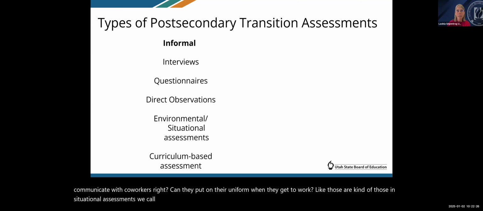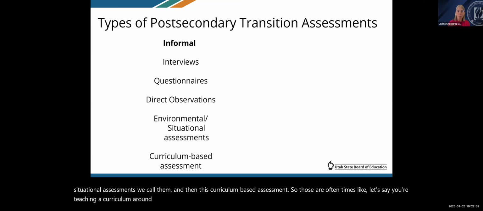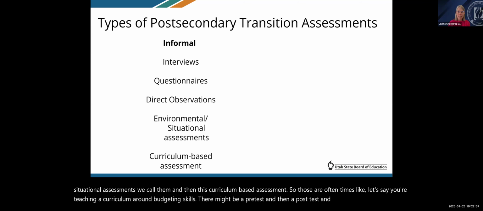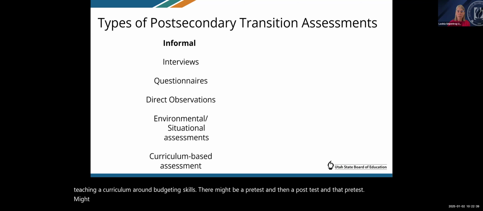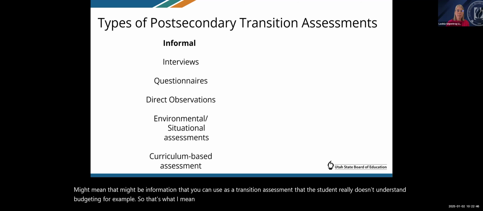And then there's curriculum-based assessments. So those are oftentimes like, let's say you're teaching a curriculum around budgeting skills. There might be a pre-test and then a post-test. And that pre-test might be information that you can use as a transition assessment that the student really doesn't understand budgeting, for example. So that's what I mean by curriculum-based assessments.